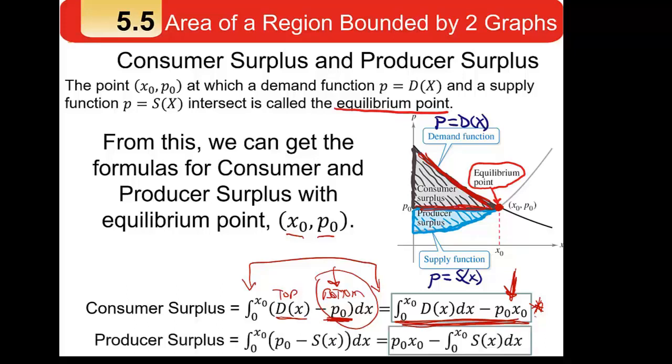And then similarly, the producer surplus is the difference between the upper curve, the top curve this time is P equals P0, and the bottom curve is the supply function, so that's the top minus bottom. And again, this p sub 0 is just a number, so when you integrate the number, you just get the number times x. So rather than remembering the formula as I've given here, it's probably easier to remember it as I've given in this box over here, where the constant has already been integrated outside the integral sign.